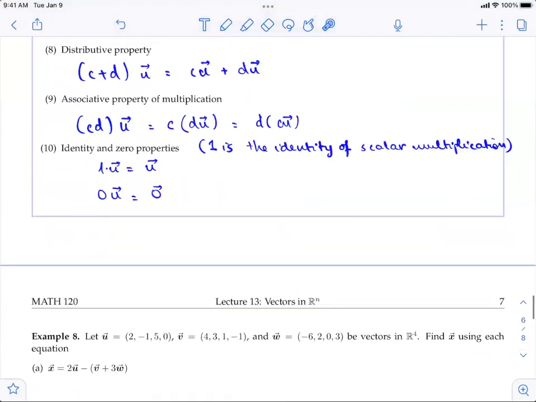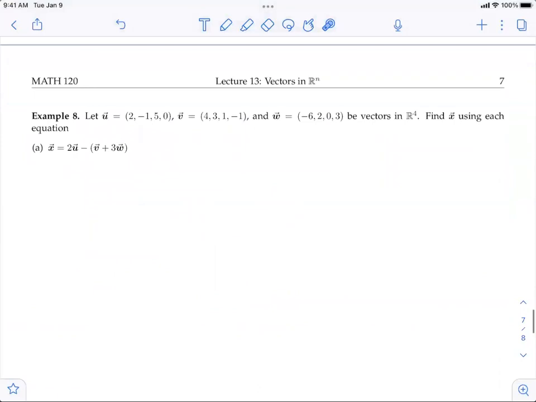All right, so moving on to an example. In this example, we're going to perform some calculations to find a vector x given the three vectors u, v, and w in R4. So these are four-dimensional vectors. And from the properties that we got, we know that vector addition and scalar multiplication have to be closed for the particular space that you are considering, right? So x has to be a four-dimensional vector. That's the result. All right, so we're going to quickly perform this calculation.